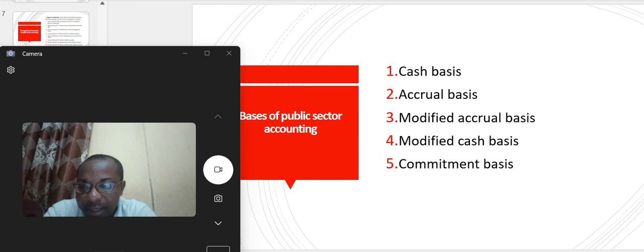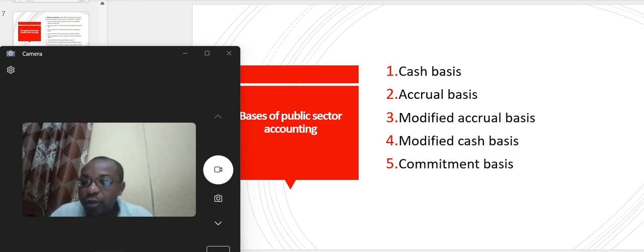So what do we mean by these bases of accounting? They just mean when to recognize income and expenditure, or to recognize assets and liabilities in the books of accounts. When a transaction occurs, when do we recognize the value in our accounting record? That's what we mean by the basis of accounting.